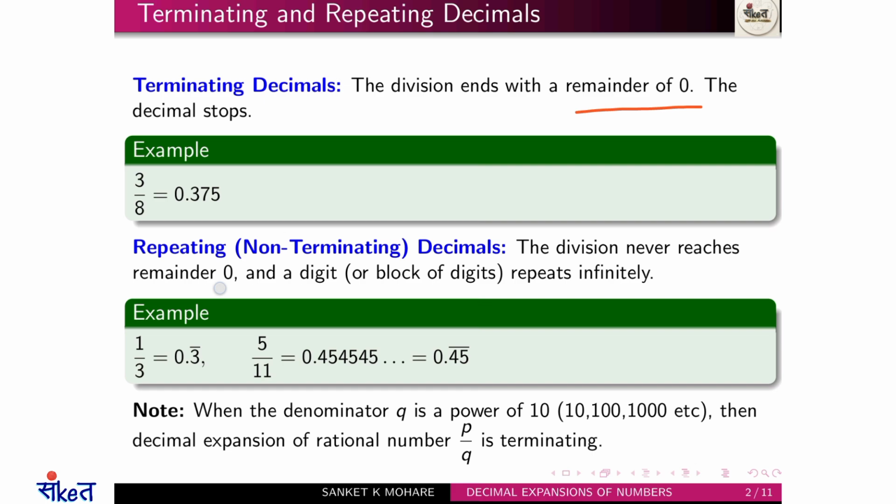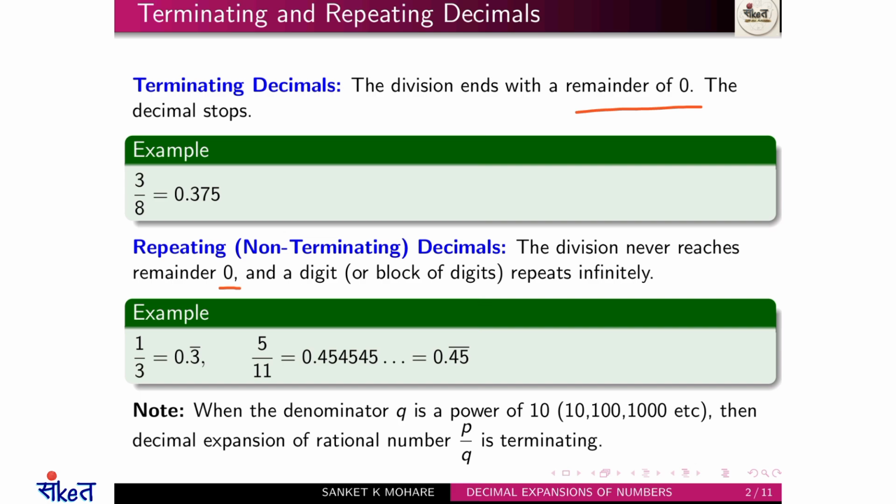Next, repeating decimals. Repeating means it does not terminate, so we can call them non-terminating decimals. Let's have the definition. The division never reaches remainder 0. Whenever we do long division, that is, when the numerator is divided by the denominator, the remainder never becomes 0. In this case, in the decimal expansion, a digit or block of digits repeats infinitely.